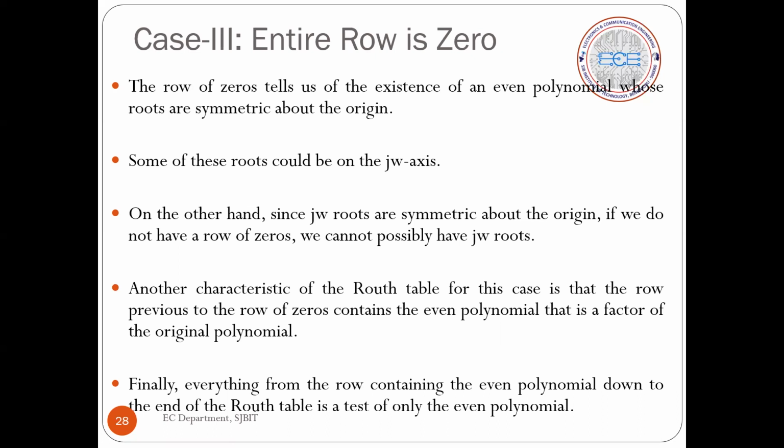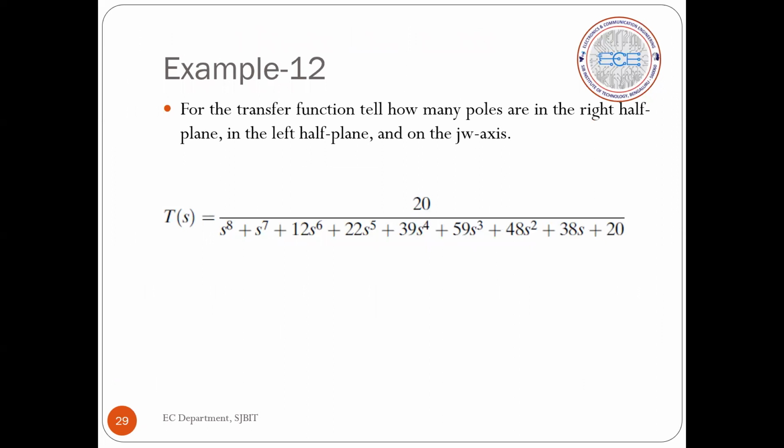It is just like you are doing the stability test for only that even polynomial, not for the entire characteristic equation. The section below the entire row becoming zero, that is the lower part of the Routh-Hurwitz table, talks about only the even polynomial characteristics. That's all we wanted to infer at this point.